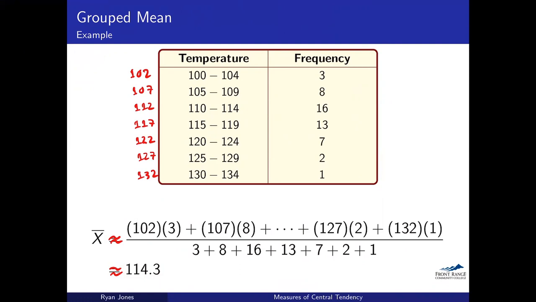So that's going to be the measures of central tendency. We've got mean, grouped mean as well, median, mode, and mid-range, and we've talked about when those are each useful, and we'll go ahead and call that the lecture.